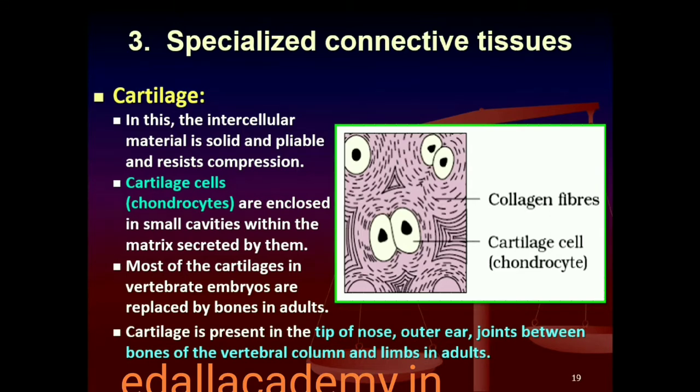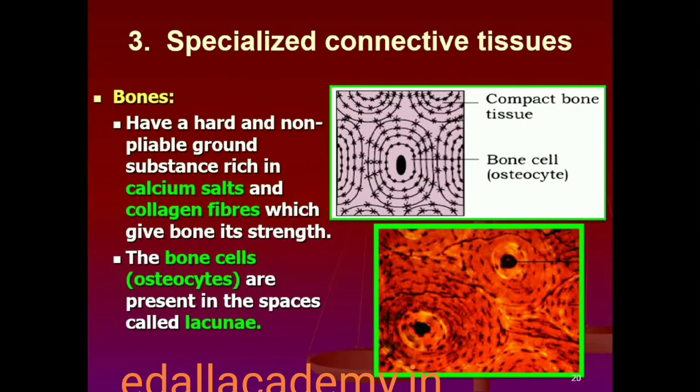The intercellular material of cartilage is solid and pliable and resists compression. Cells of this tissue, chondrocytes, are enclosed in small cavities within the matrix secreted by them, figure 7.6a. Most of the cartilage in vertebrate embryos is replaced by bones in adults. Cartilage is present in the tip of the nose, outer ear joints, between adjacent bones of the vertebral column, limbs and hands in adults.